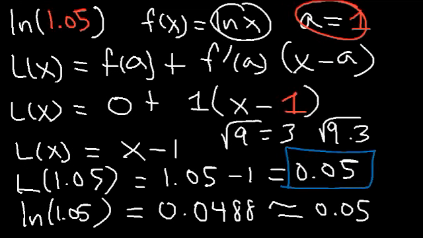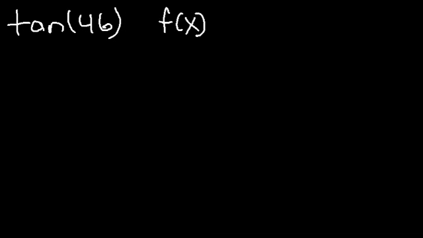Let's try one more example, but one dealing with a trig function. So let's find tangent 46. Let's approximate it. So we know that f of x has to be tangent x. But what is a? What a value should we choose in this problem? You don't want to choose 47, because do you know what the tangent of 47 is? And let's say this is degrees. The best value to choose that's close to 46 is 45, because tangent of 45 degrees is 1.